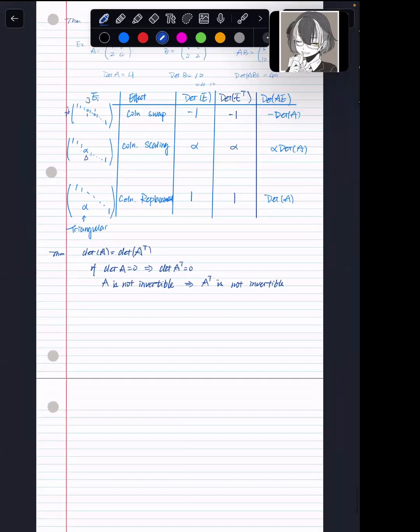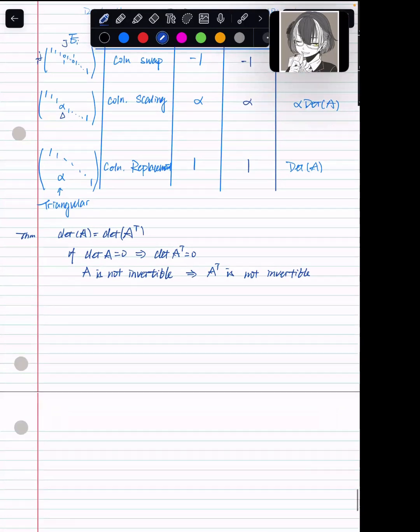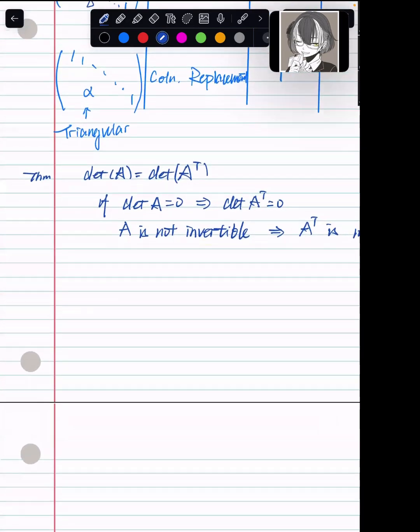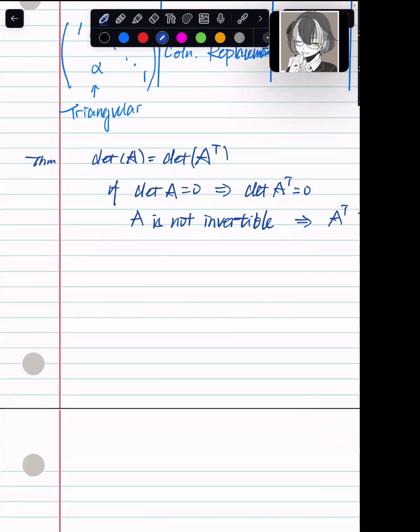Okay. And then we can actually define the determinant of A rigorously. We used volume to introduce it, but the way we actually compute it, we have a more rigorous way to define it. So let's define the determinant.